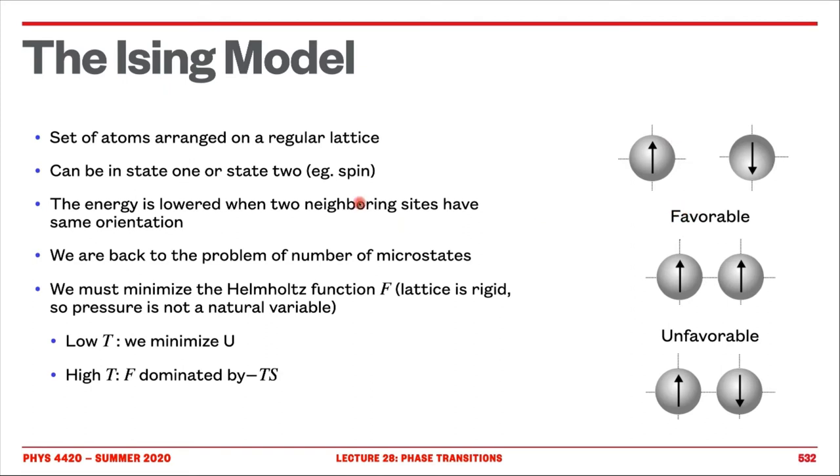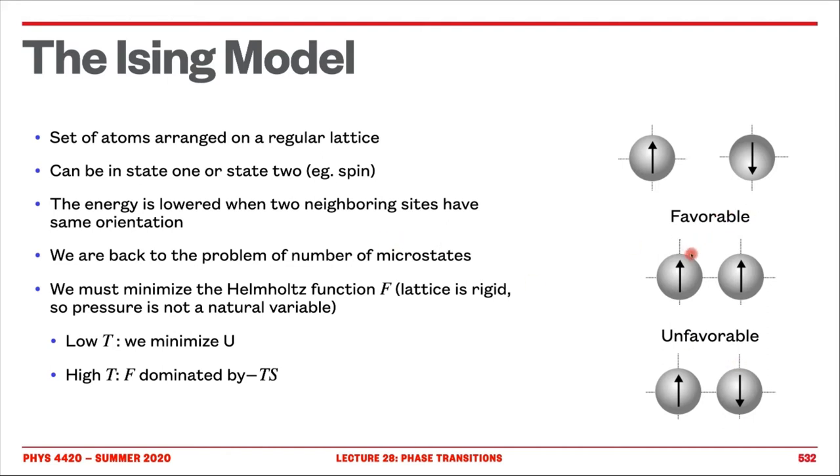And now we decide, at least if we have a paramagnetic ordering, and I'm going to mention that again in a second, that the energy is lowered when two neighboring sites have the same orientation. So this particular configuration here is more stable than this particular configuration here, at least in a ferromagnetic coupling.